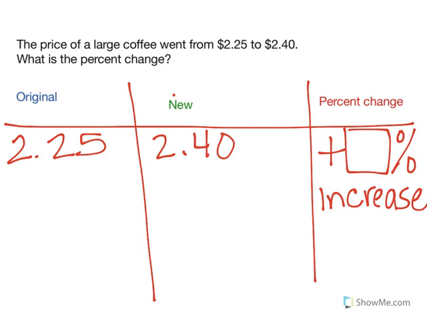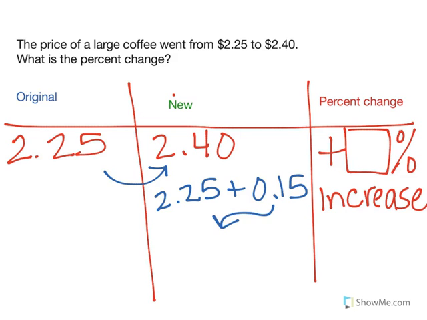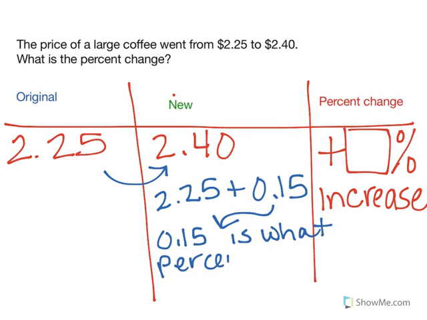Well, we know it went up. So how much did it go up by? Well, it used to be $2.25, but it went up by, so 25, 35, 40, it went up by 15 cents. So 15 cents, not a big deal, right? Well, is it? So this 15 cents, we want to know 15 cents is what percent of our original, which was $2.25.